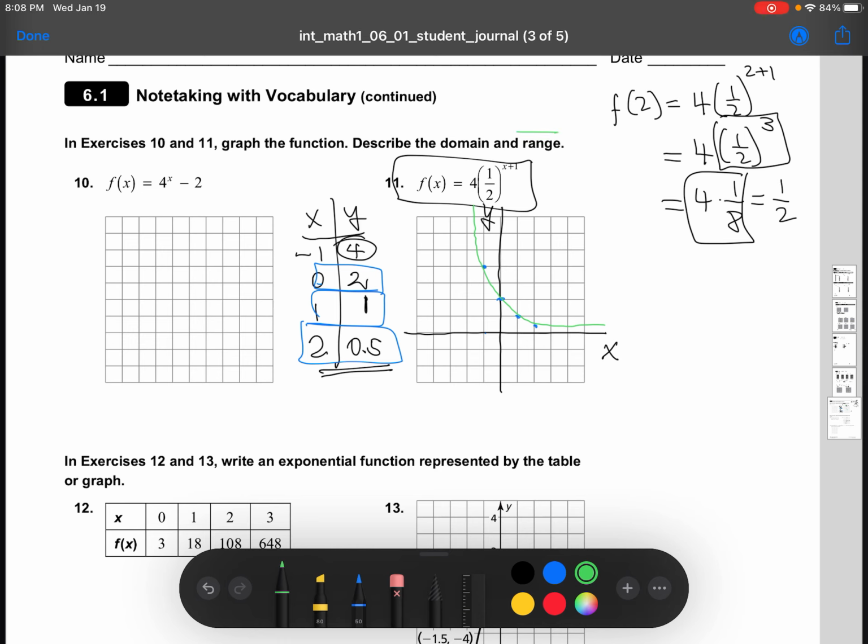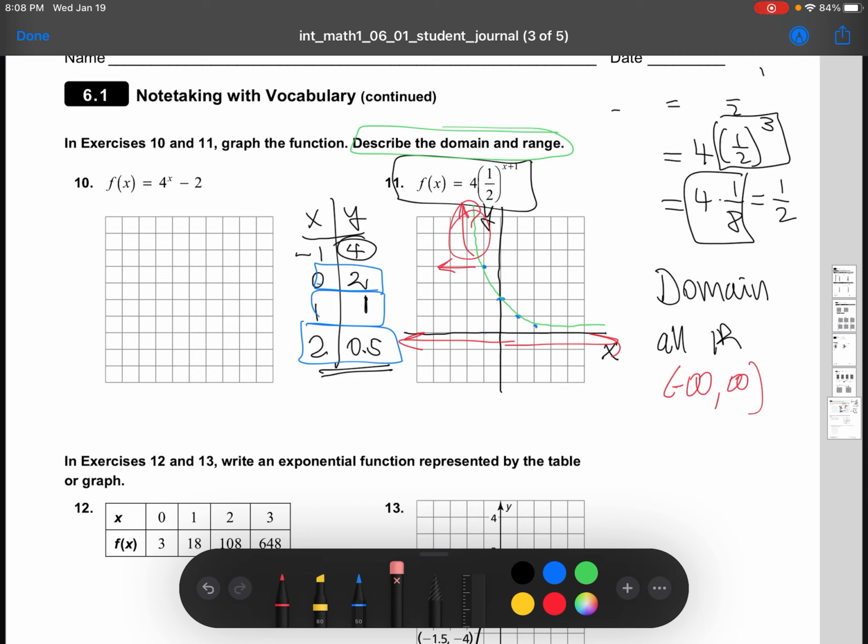Awesome. Now let's describe domain and range. Let's begin with the domain. And let me tell you a secret. The domain for any of these exponential functions is always all real numbers, because as you can see, can you see that this keeps going up but keeps going to the left? So it uses up all the values to the left, but also uses up all the values to the right. So all real numbers. So you do -infinity to infinity. That's it.